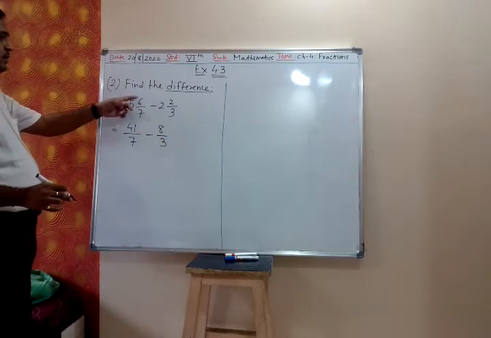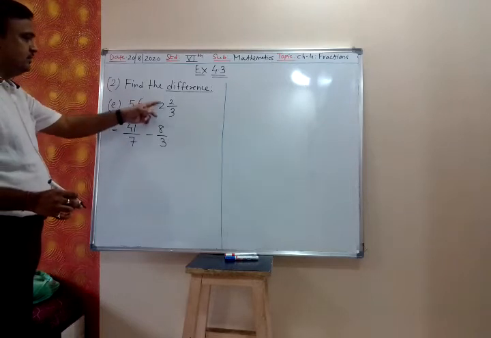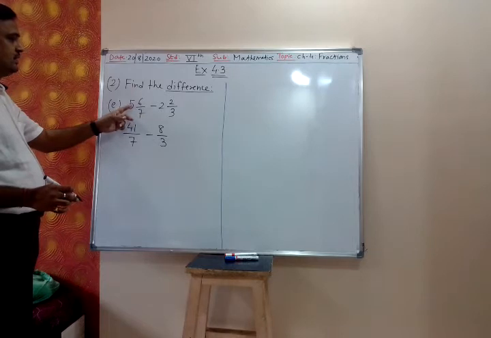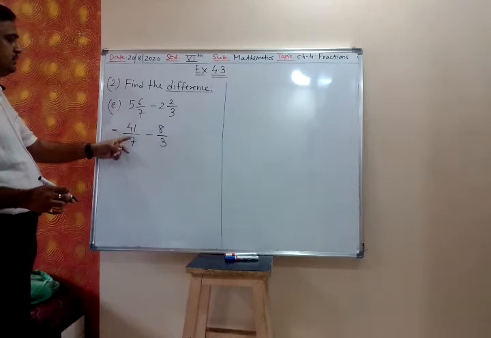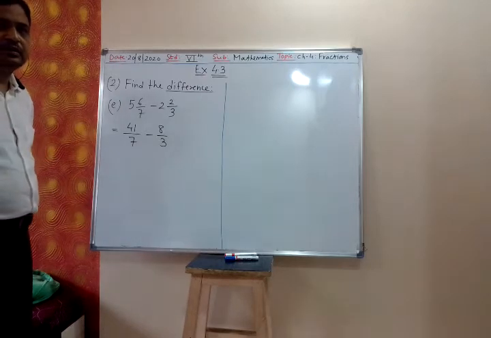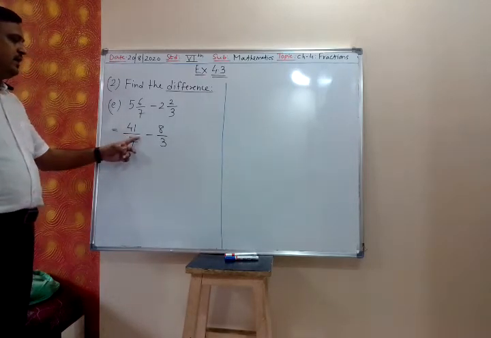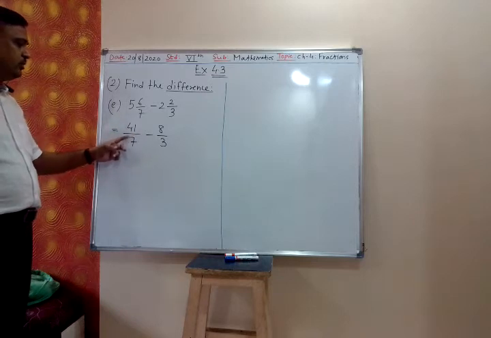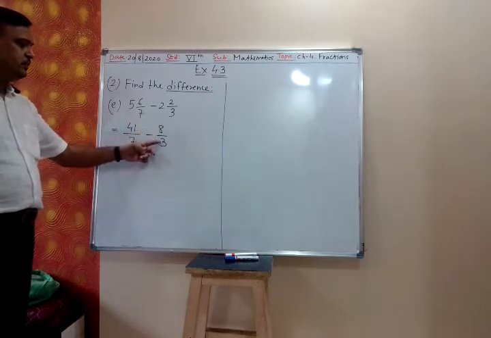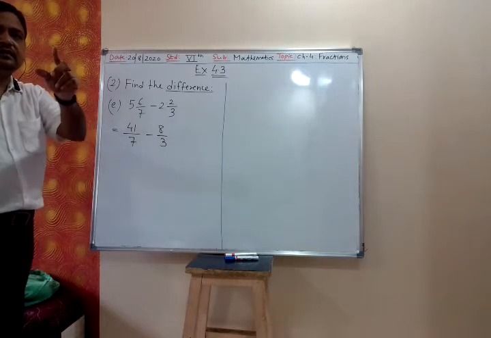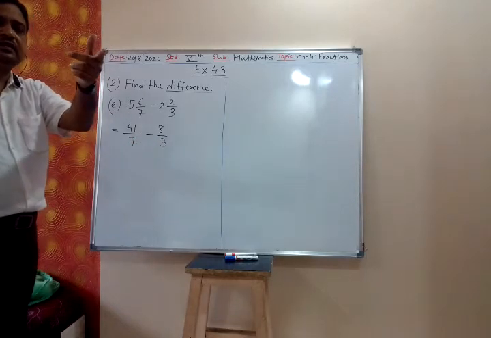So 5 and 6/7, these are mixed fractions. So first we convert them into improper fractions. So 7 fives are 35 plus 6, 41/7. Now 41/7 minus 8/3. We want to subtract these two fractions. But see the denominator: in 41/7 the denominator is 7, in 8/3 the denominator is 3. So the denominators are different, that means they are unlike fractions.